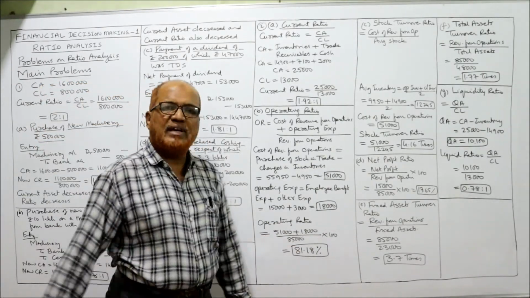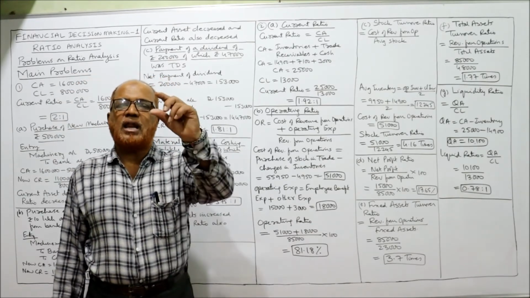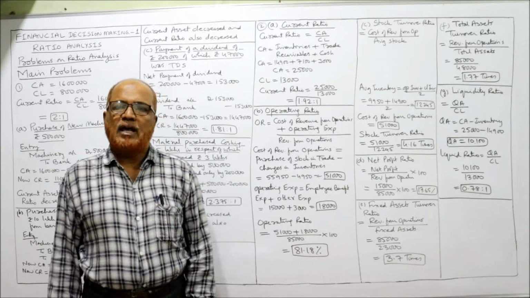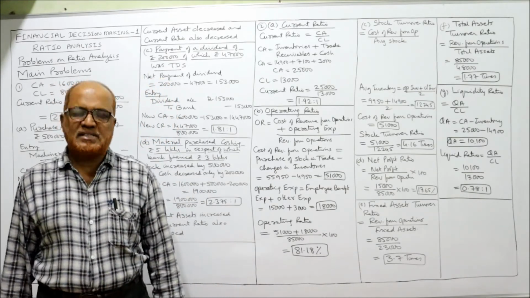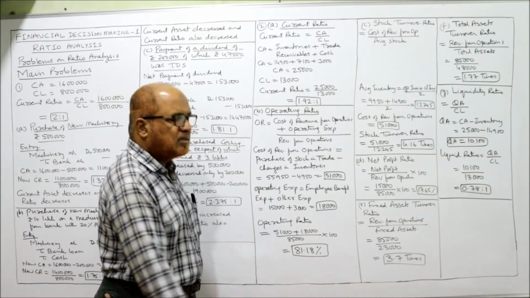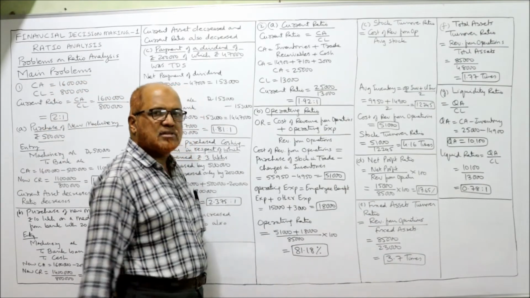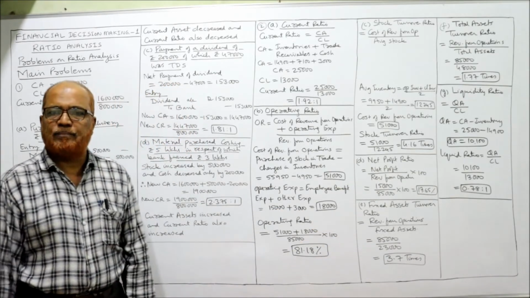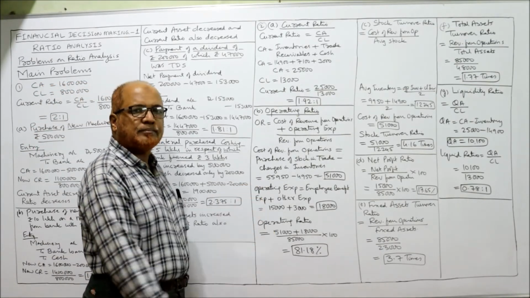The next ratio is fixed assets turnover ratio. The formula for fixed assets turnover ratio is revenue from operation divided by fixed assets. Revenue from operation is 85,000 and tangible fixed assets are given in the problem, 23,000. So 85 divided by 23, 3.7 times. When we calculate turnover ratios, write it in times. When we calculate profitability ratios, we multiply by 100%. When we calculate liquidity ratio, you should write it as is to 1.